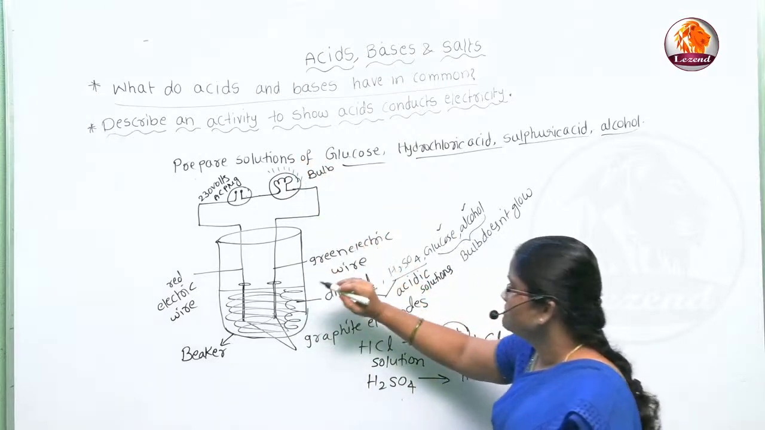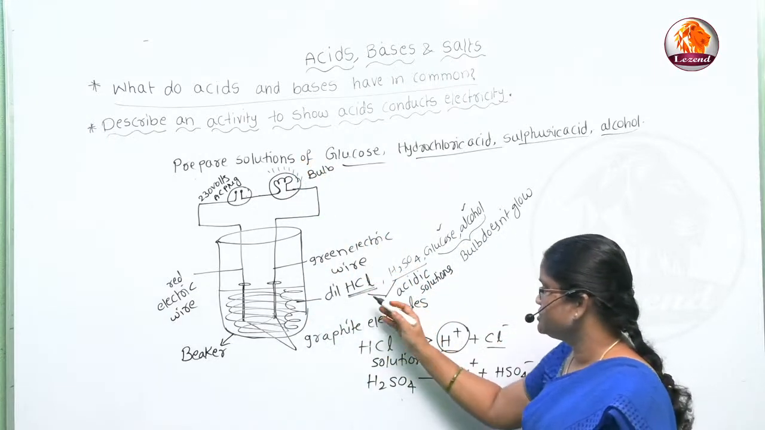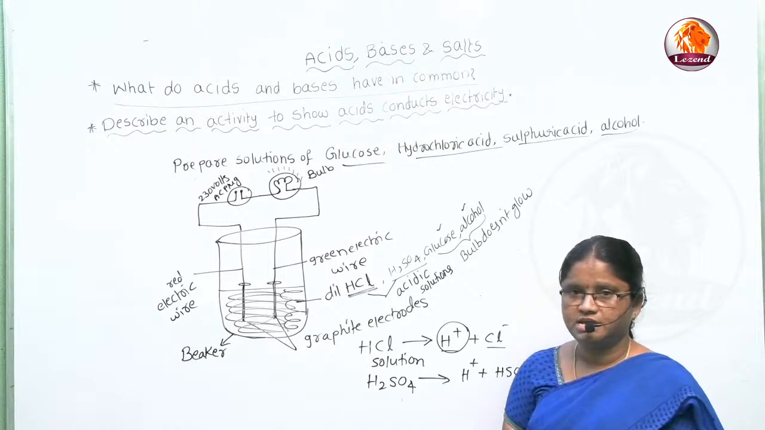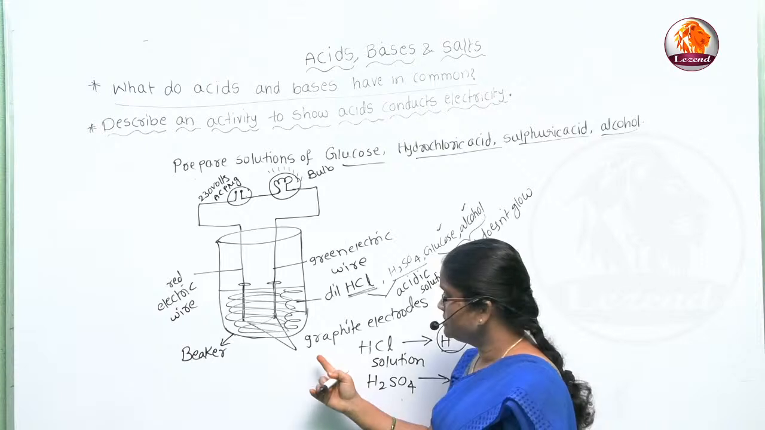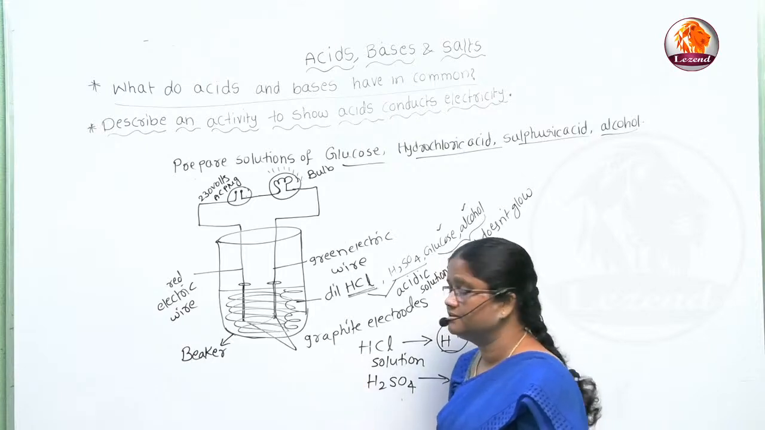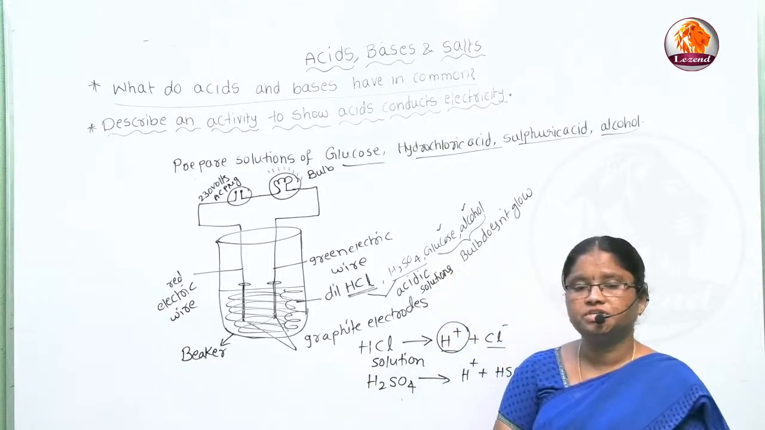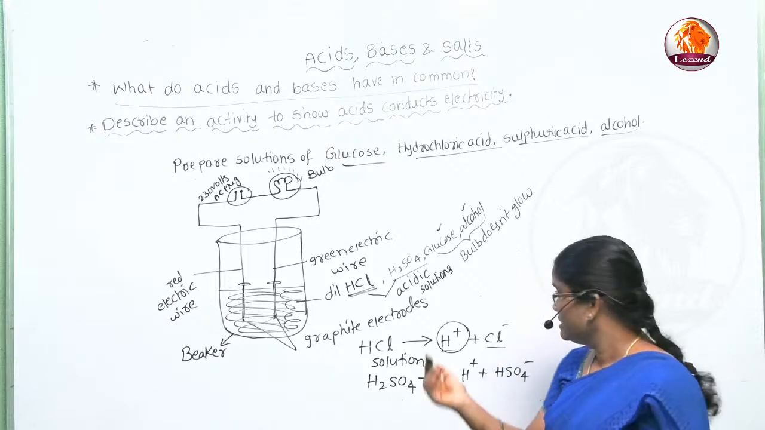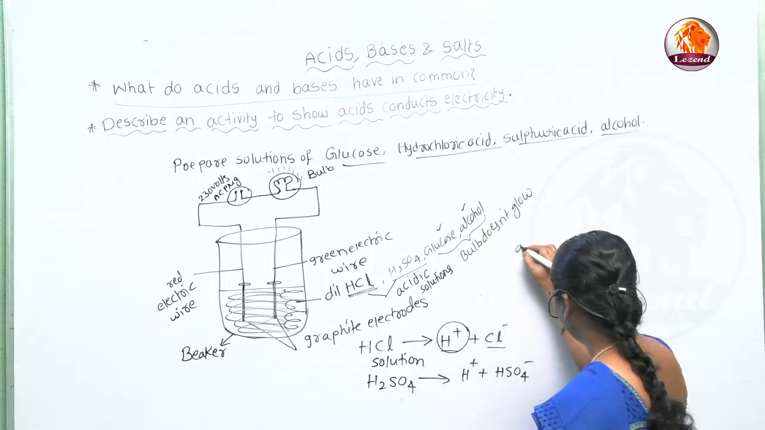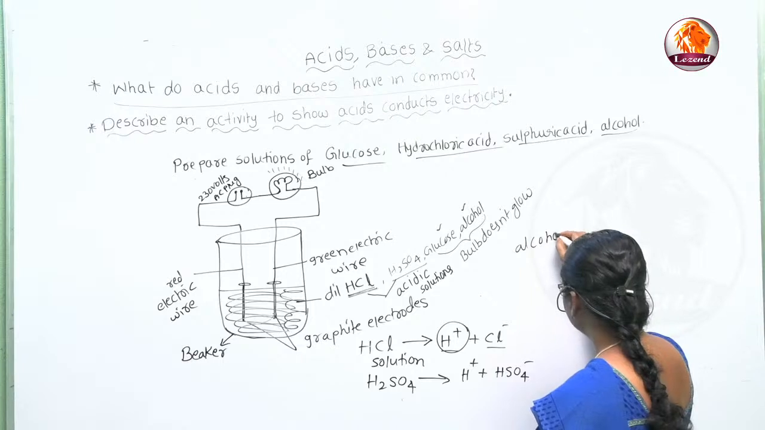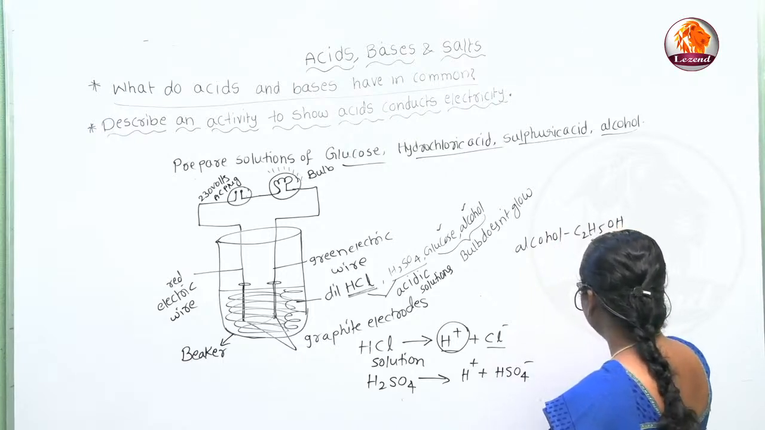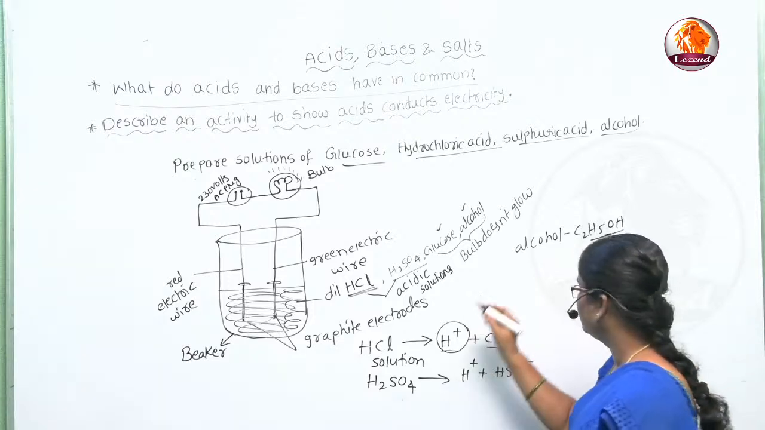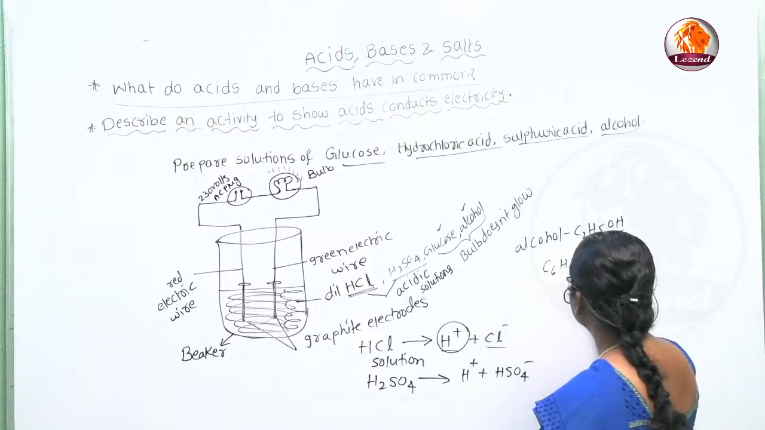Okay, we observe the glowing of the bulb in which solutions only? Acidic solutions. They are hydrochloric acid and sulfuric acid. So here from this, what we can understand, acids, which type of element is common? Glucose and alcohol. Alcohol also, the formula C2H5OH. Look at here, hydrogen element is present in alcohol. Glucose C6H12O6.